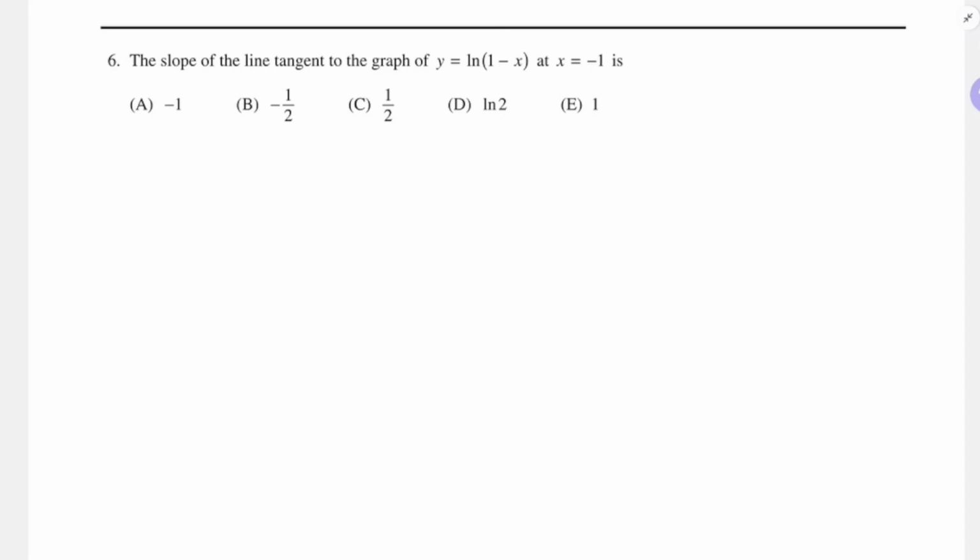Okay, now this one's slope of the tangent line. That means we're going to take the derivative. So I need dy dx. Okay, this one's also an outside and an inside. We know that the chain rule is a big deal in AP calculus.